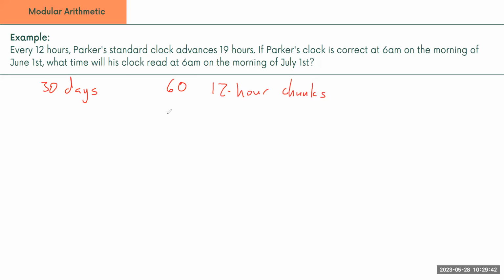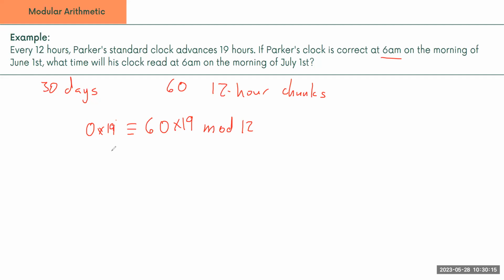And in these 60 12-hour chunks, Parker's clock is going to go forward 60 times 19, right? This is Parker's clock, and this is how many hours it has. Right now his clock is at 6. After going through this many hours, what time will his clock read? All we do is the same thing as the other clock problem. We take this mod 12, and we know instantly that 60 is 0 mod 12. So just 0 times 19 mod 12, and we know this is going to be 0.